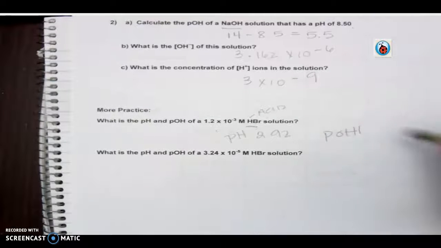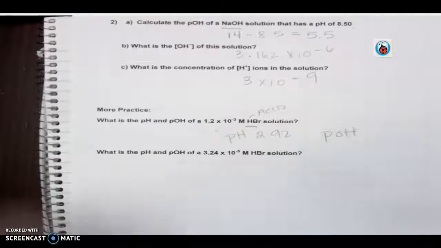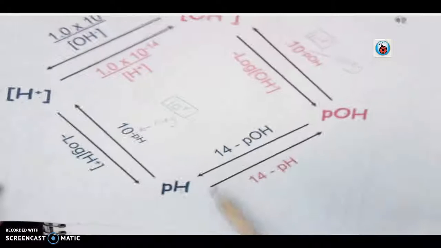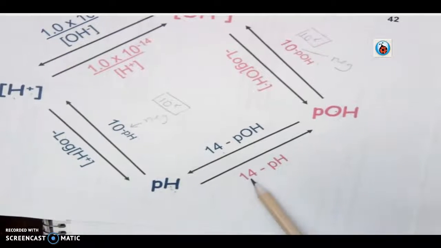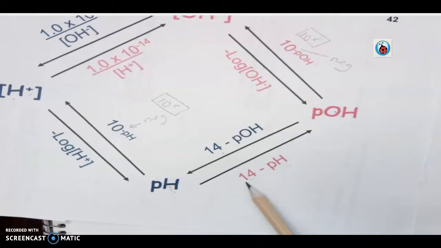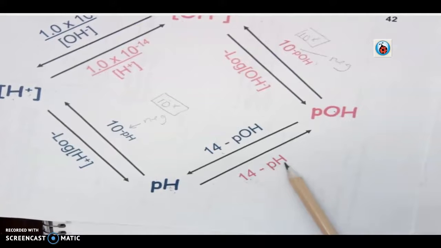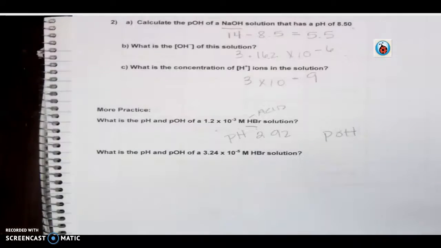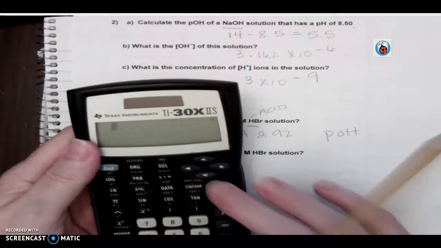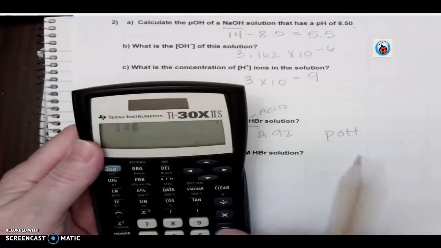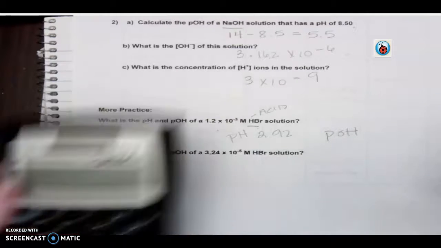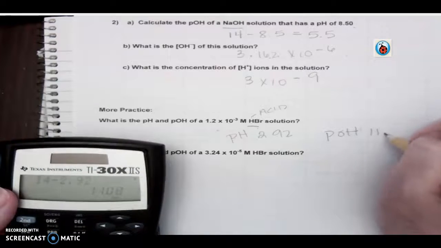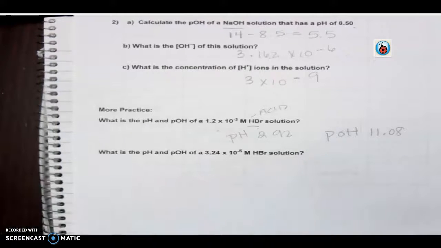Now I want to solve for POH. And to do that, it says I'm going to take pH and go to POH. I'm going to do 14 minus pH, so 14 minus 2.92. So clear 14 minus 2.92, and there's my POH, 11.08.